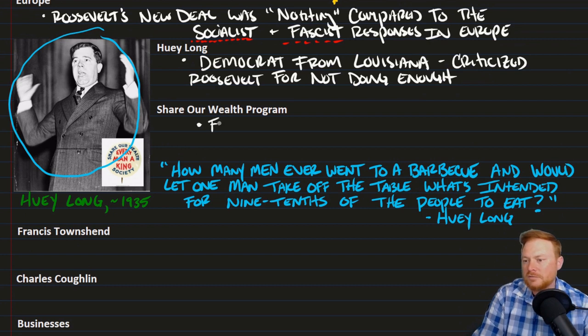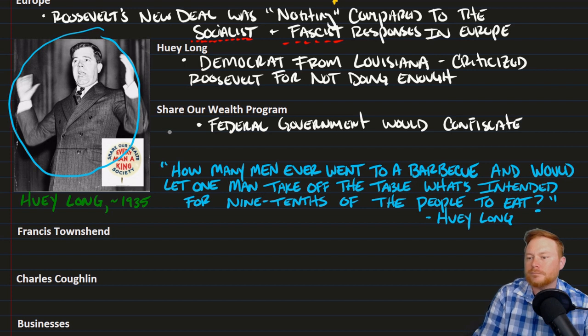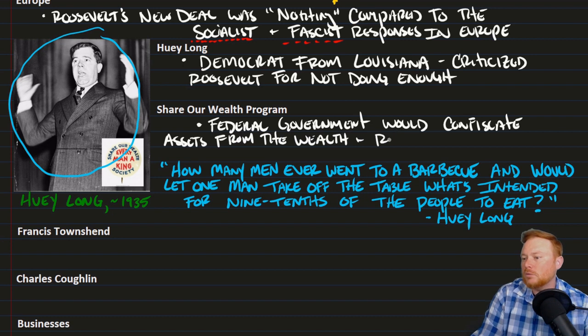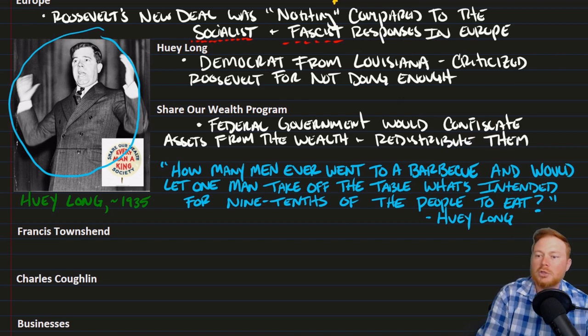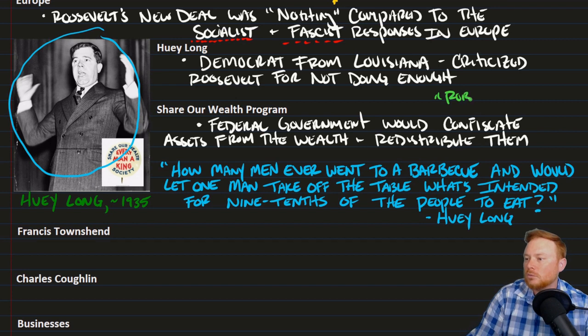This was a program which the federal government would confiscate assets from the wealthy and redistribute. The Share Our Wealth program and Huey Long more broadly was sometimes called Robin Hood. And if you recall or are not familiar with the story of Robin Hood, he steals from the rich and gives to the poor. So this was a response that was much more significant than what Roosevelt had been doing, to simply redistribute wealth as part of a Share Our Wealth program.